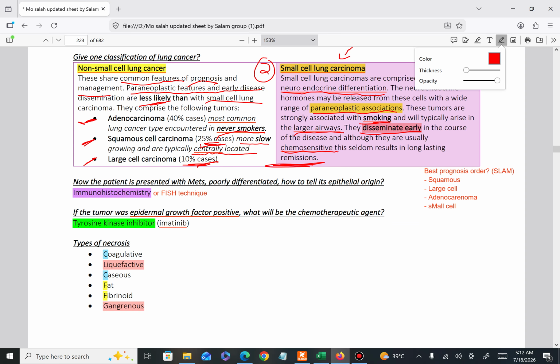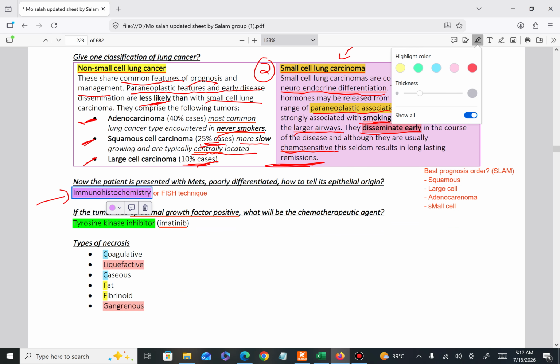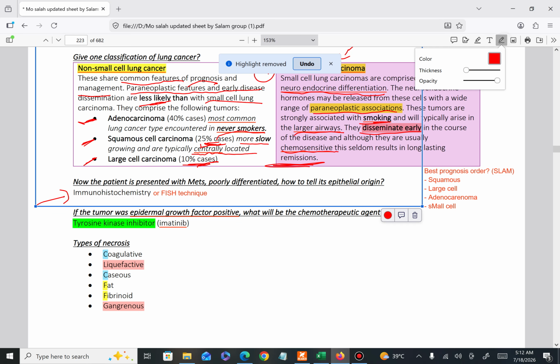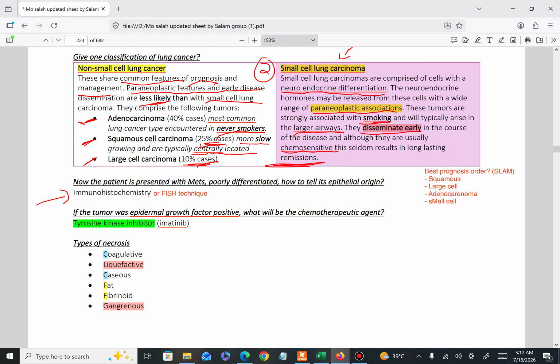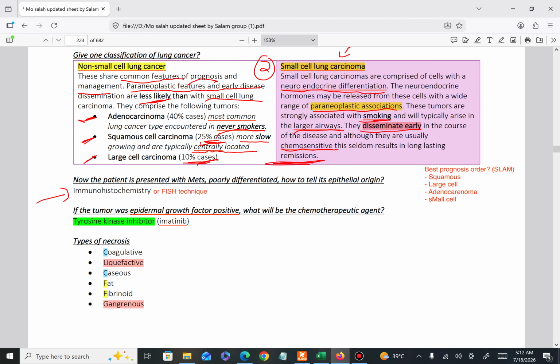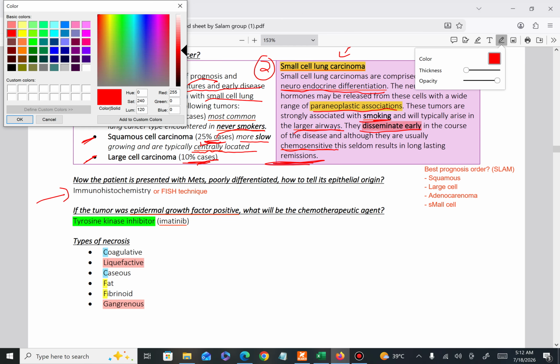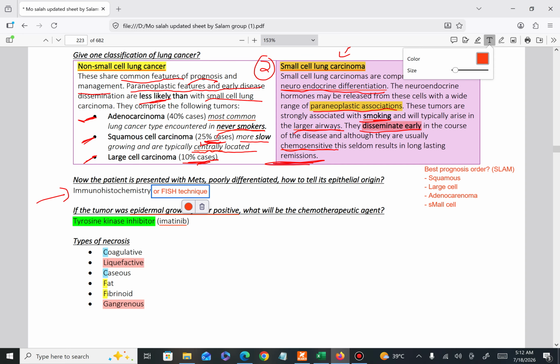Now the patient presents with mets, poorly differentiated. How to tell its epithelial origin? To know about the epithelium, we will do immunohistochemistry or FISH technique. Okay, FISH technique and immunohistochemistry.